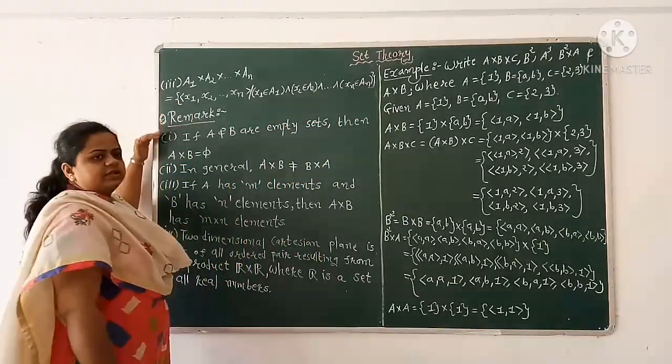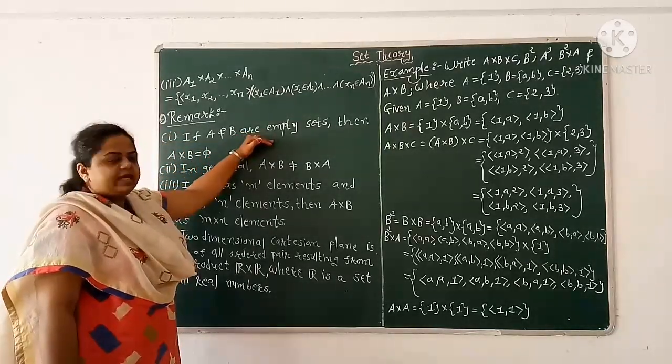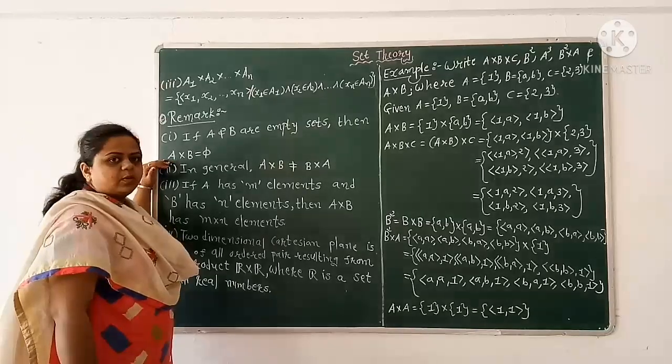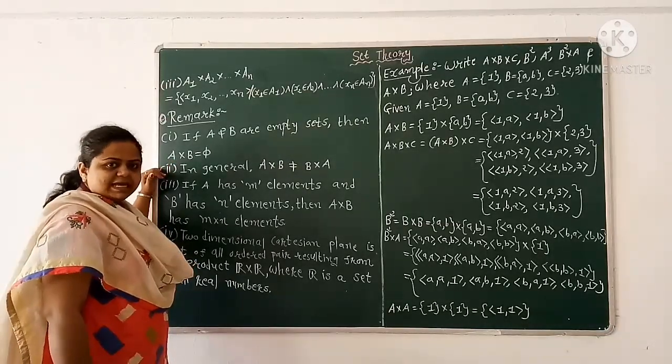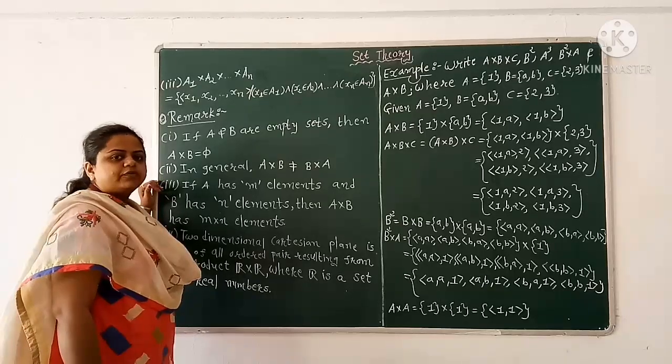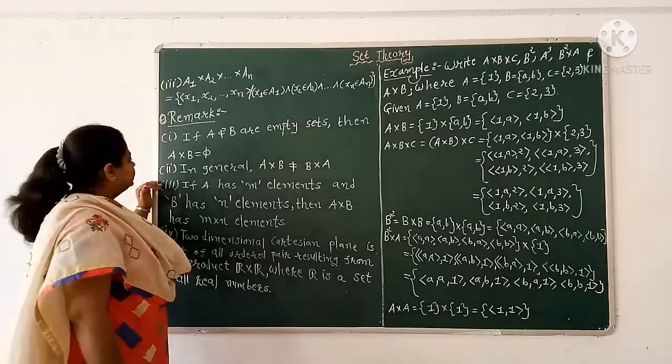Now, remark number 1: if A and B are empty sets, then A cross B is equal to the empty set. That means if we have empty sets, then the Cartesian product of those sets is the null set.